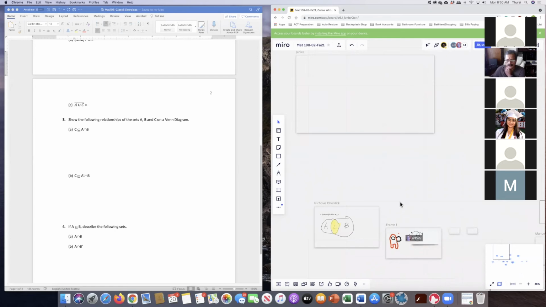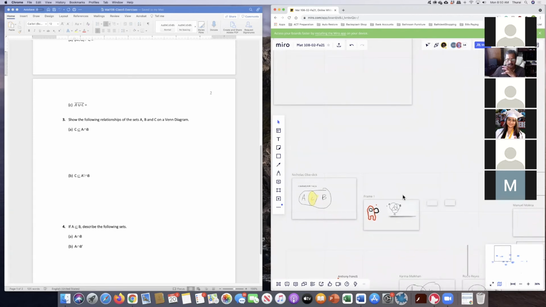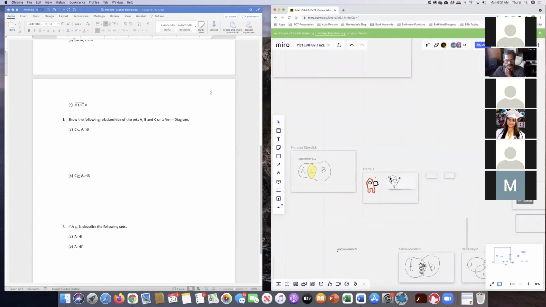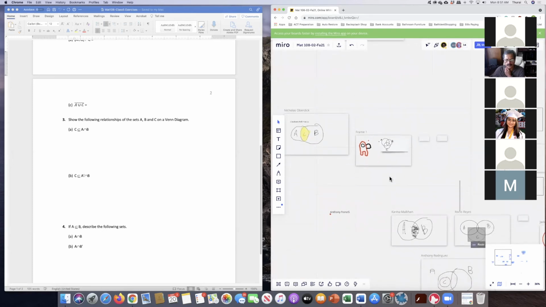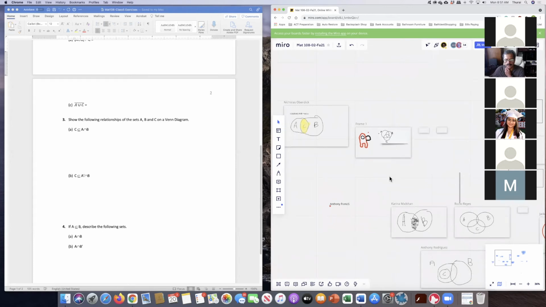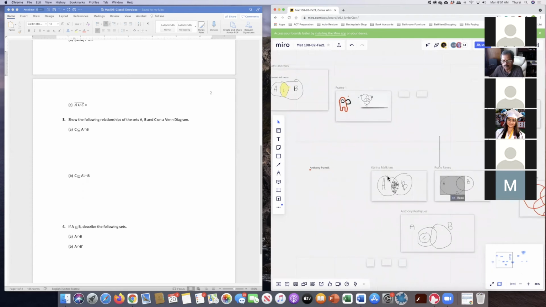Okay, I see Nicholas. You're close, but not quite right. C is a subset of A intersection B means every element of C is in the intersection of A and B. Subset doesn't mean it's equal. C is a subset of A intersection B. So Nicholas' picture is close, but not right.